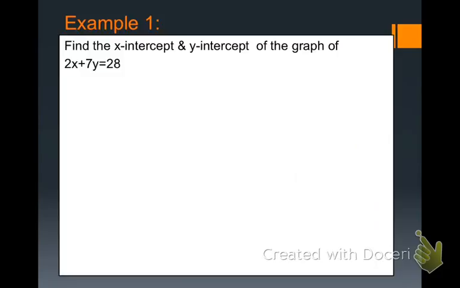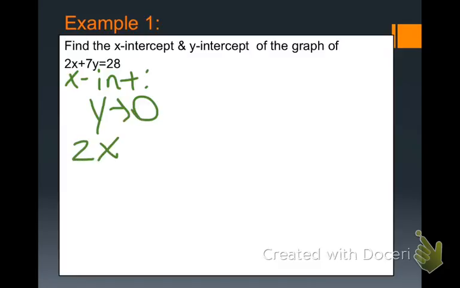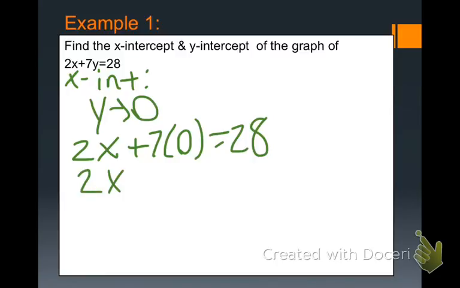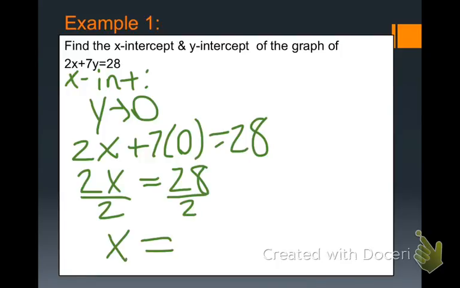So let's try an example. We want to find the x-intercept and the y-intercept of the graph of 2x plus 7y equals 28. So let's start with the x-intercept. Remember, to find our x-intercept, we want to make y 0. So 2x plus 7 times 0 equals 28. Well, 7 times 0 is just 0, so we're left with 2x equals 28. And here's an equation that we know how to solve. Divide by 2 on both sides. 28 divided by 2 is 14. So our x-intercept is 14.